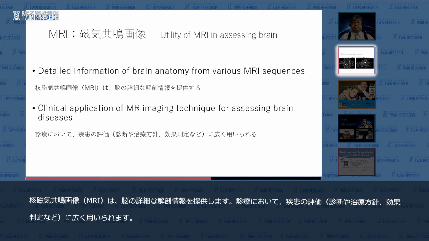The roles of MRI are summarized here. Detailed information of brain anatomy from various MRI sequences can be given. MRI imaging technique is useful for assessing brain diseases in clinical practice.